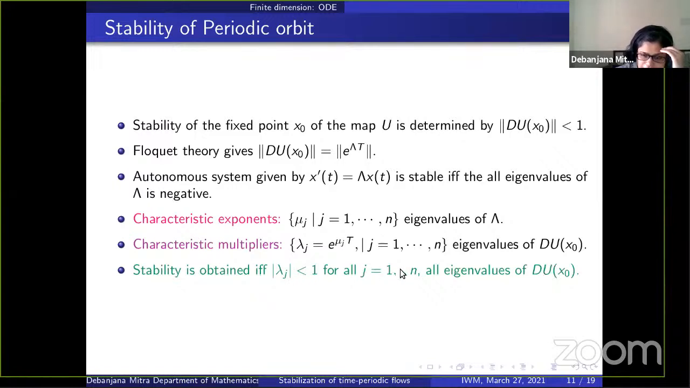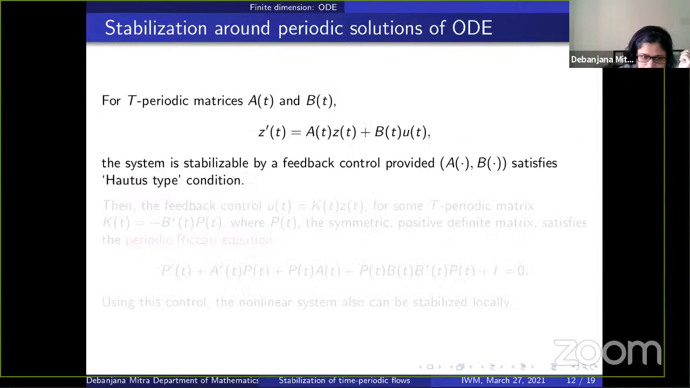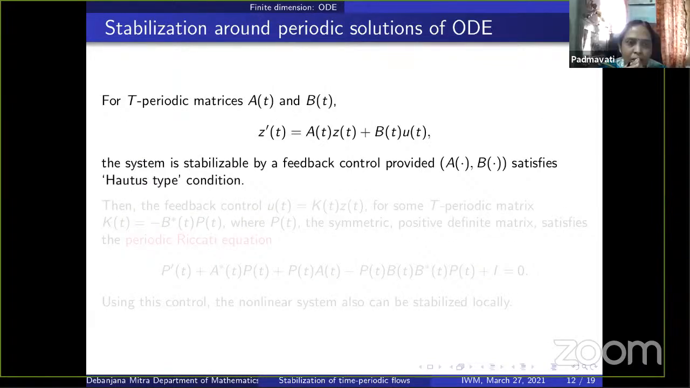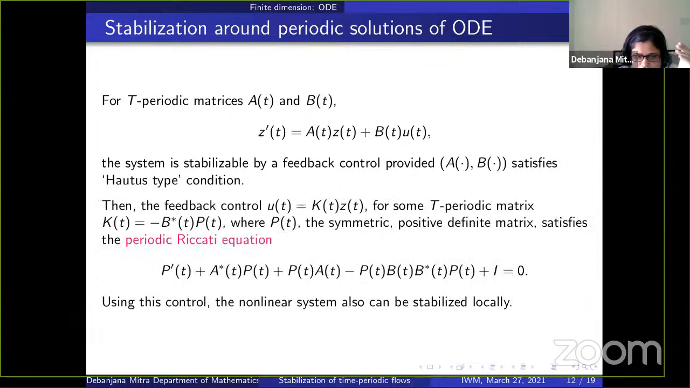So this is the stability property we obtained when linearized around a periodic trajectory, and this is very much related to the spectrum of the Poincare map. That's what I wanted to point out. Then again you can ask the stabilizability question, and you can find the control operator or feedback operator by solving a suitable Riccati equation. All these things are well understood for the system of ordinary differential equations.